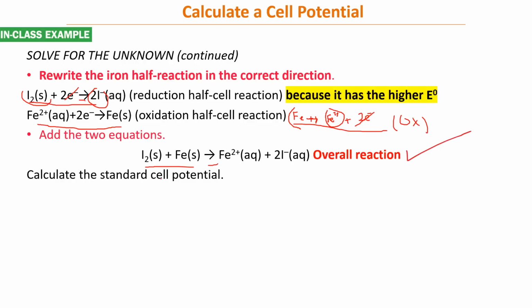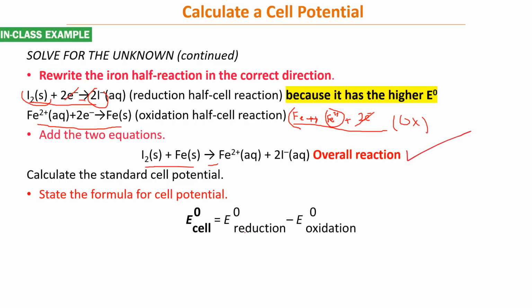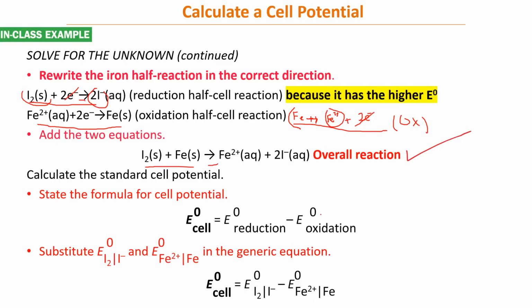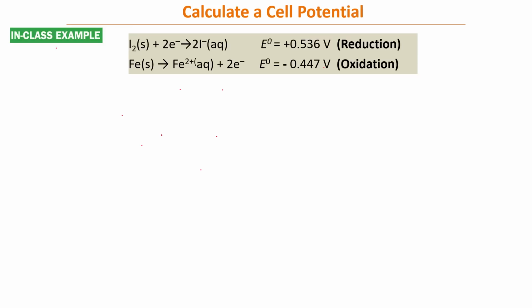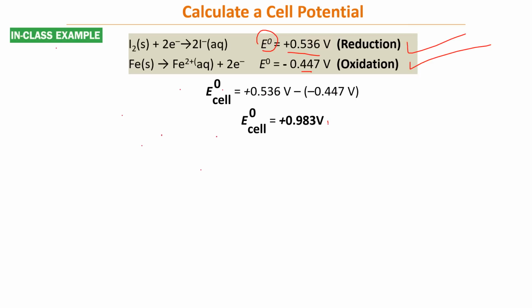Now let's calculate the standard cell potential. So it's E reduction minus E oxidation. So basically we have the values here which are already taken from the table given to you. Of course, how did we know this is reduction? Because its E naught is bigger than the other. So it will be plus 0.536 minus 0.447, and our answer will be positive 0.983 volts.